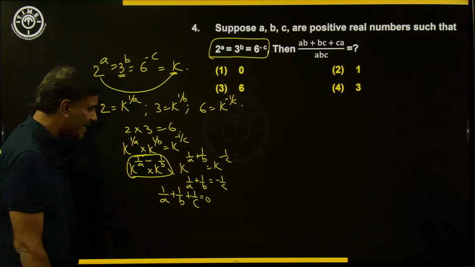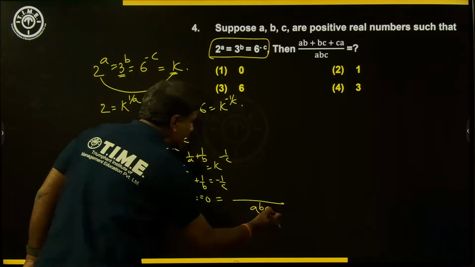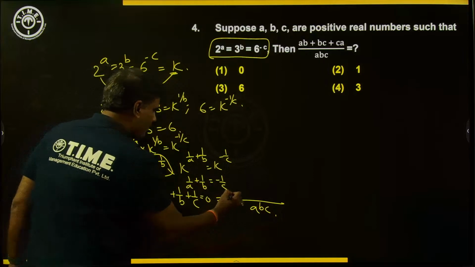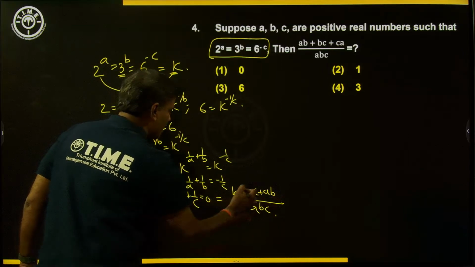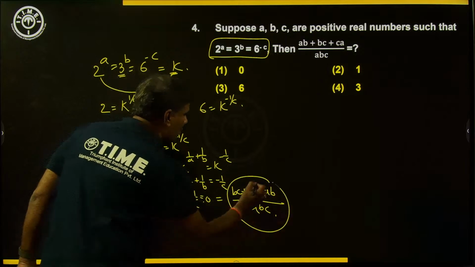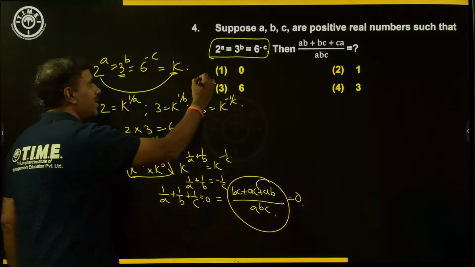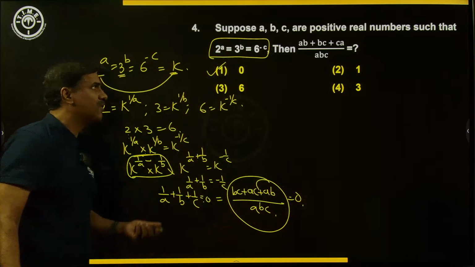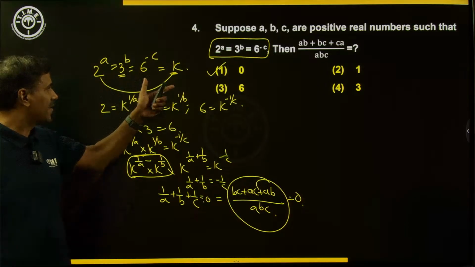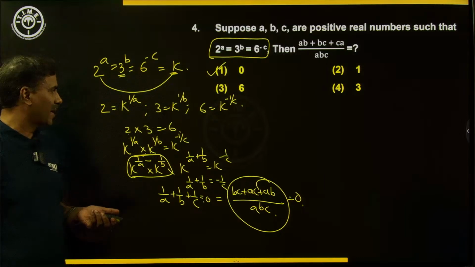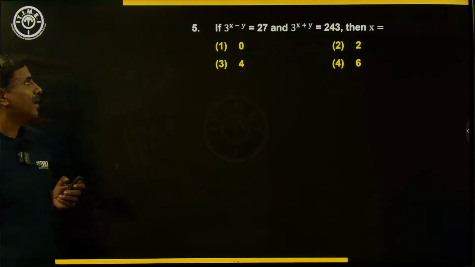Right? If we take the LCM for the denominators, it will become abc. And then a will go bc times, b will go ac times, and c will go ab times. This is equal to 0. That means this also should be equal to 0. So the answer for this question should be choice 1. This is definitely an easy question. We have to know that this can be expressed in the form of k power 1 by a, k power 1 by b, and k power 1 by c. Let's move on to the next one.